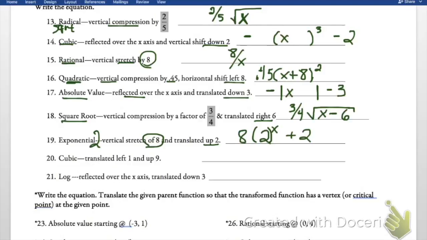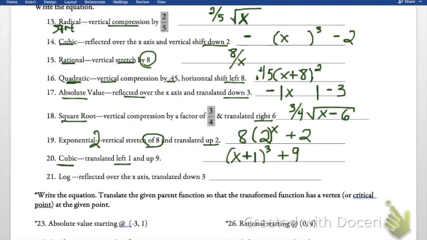Now let's do our cubic, number 20. Cubic is what? X cubed. Okay? I have an X and I have it cubed. We know it's moved left 1. That 1 has to go on the inside, and because it's left, inside is opposite. Then I move it up 9, so I add 9 to the outside.